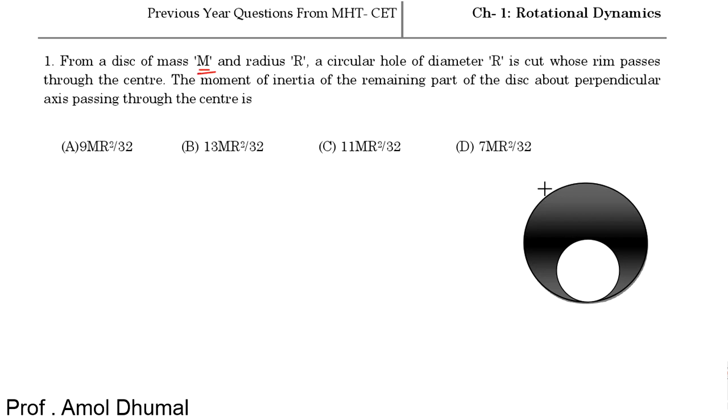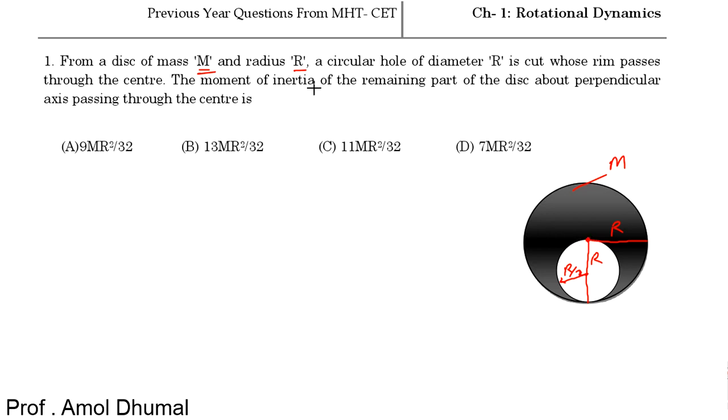The mass of the disk is m. This is the original disk of mass m. The radius is r. A circular hole of diameter r. The diameter of this circular hole is r, so the radius is r by 2. Cut whose rim passes through the center. The rim of this cut hole is passing through this center.